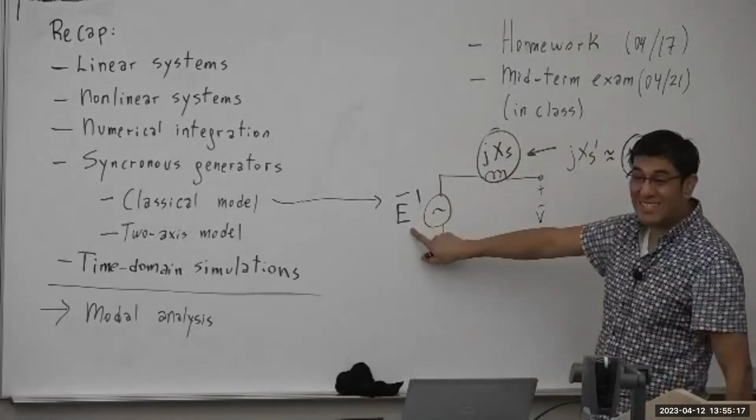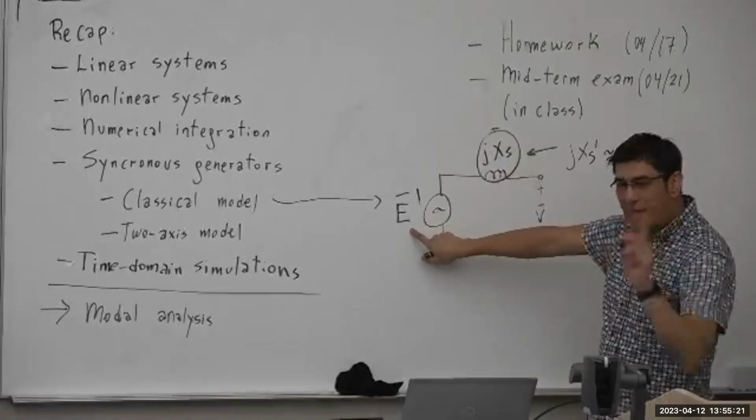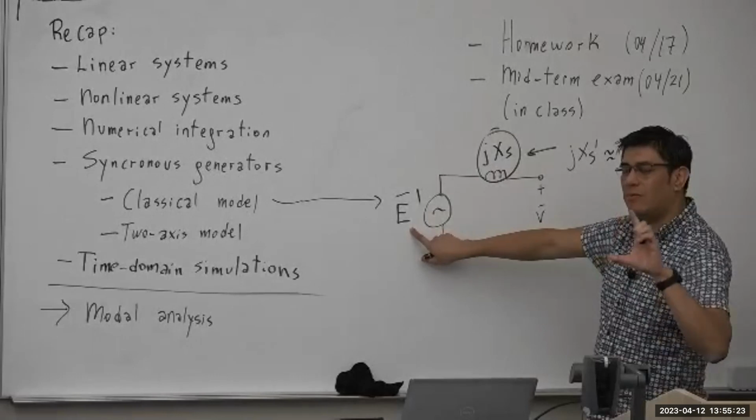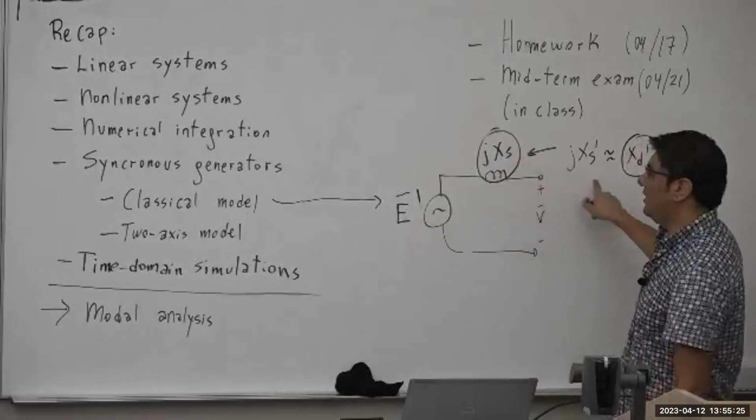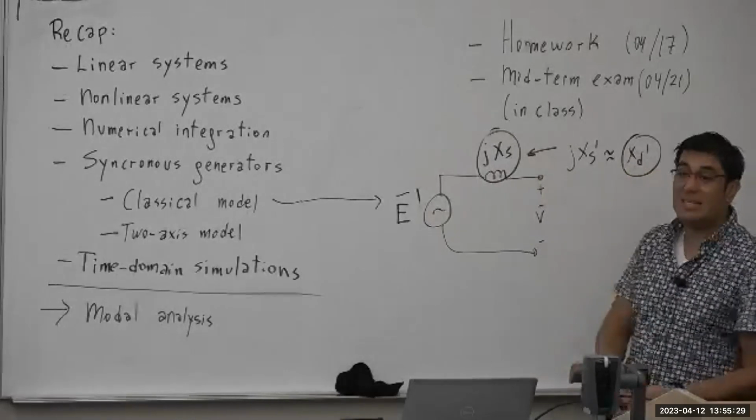It will require an internal voltage, transient internal voltage, that is calculated at the moment of the short circuit, and the magnitude remains fixed. And this one is called the transient reactance. That is about X_d prime.